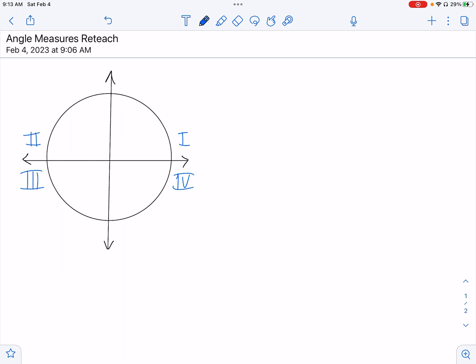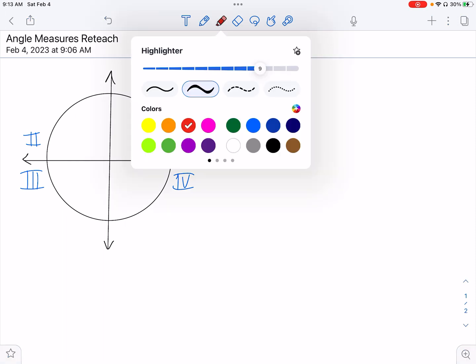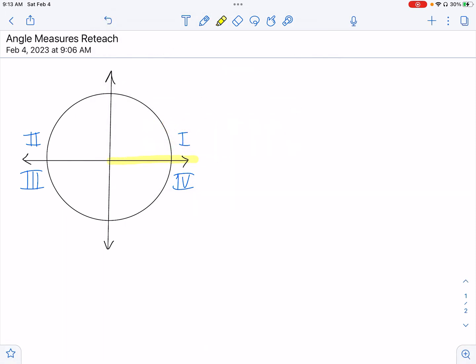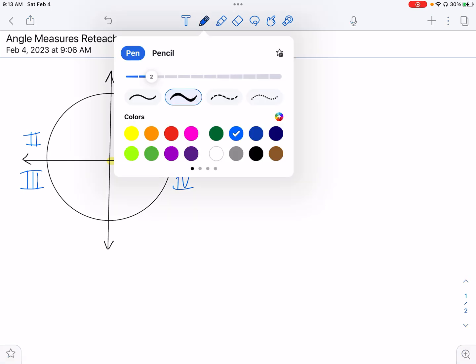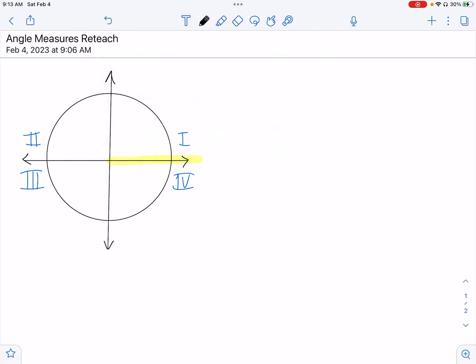The other thing is I noticed that some of you were really struggling with identifying this as your starting point, and that you're going counterclockwise. So if you were asked to find, let's say, 5 pi over 6 radians, to sketch that out, this is 0 degrees or 0 radians, or if you went around again, it'd be 2 pi radians. And over here, this is 180 degrees or pi radians.